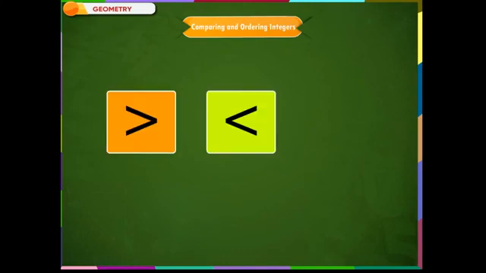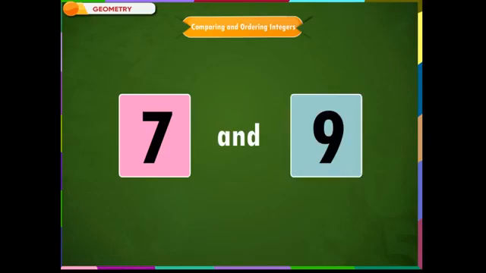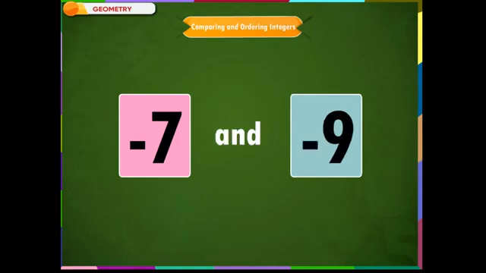In math, we know that to compare any two numbers, we use the signs greater than, less than, or equal to. To compare positive integers, for example, to compare the numbers 7 and 9, we would write it as 7 is less than 9. To compare negative numbers, for example, to compare the numbers -7 and -9, we would write it as -7 is greater than -9. Let us understand this more clearly using number line.